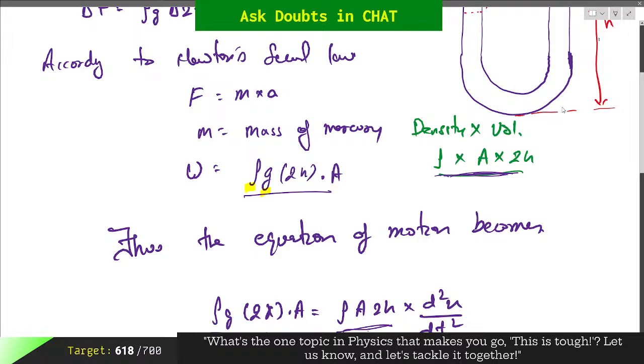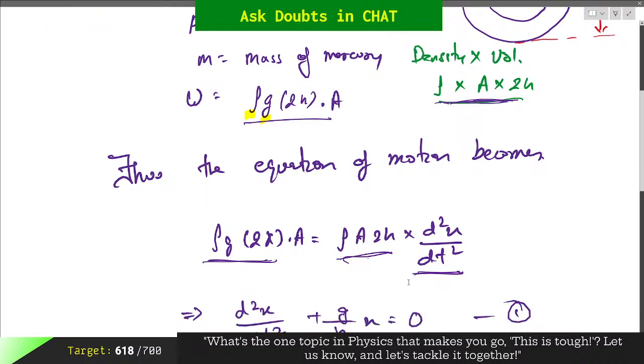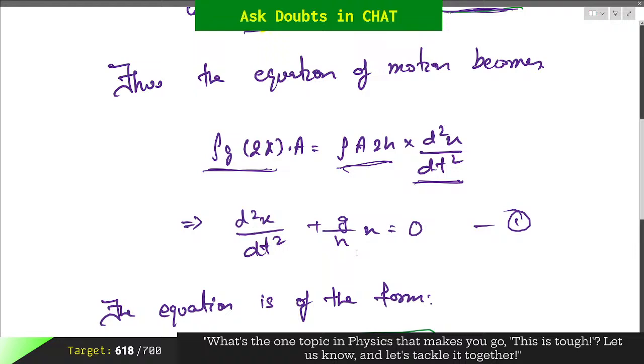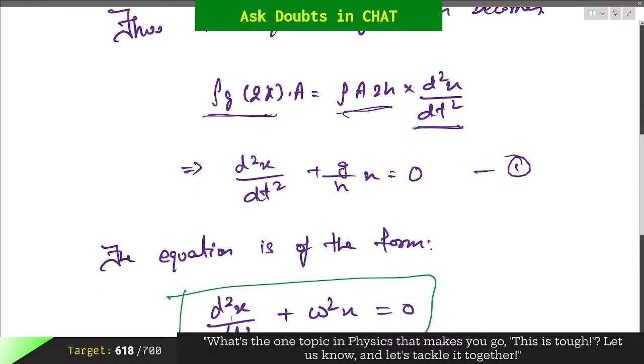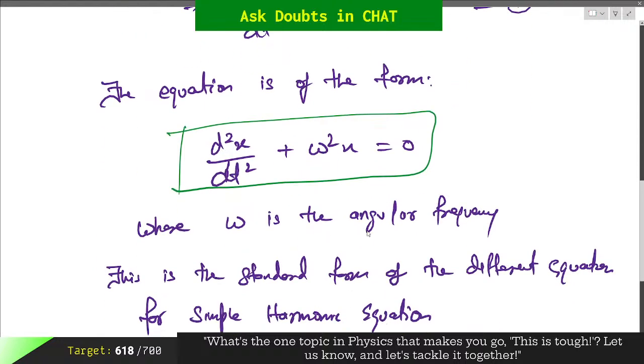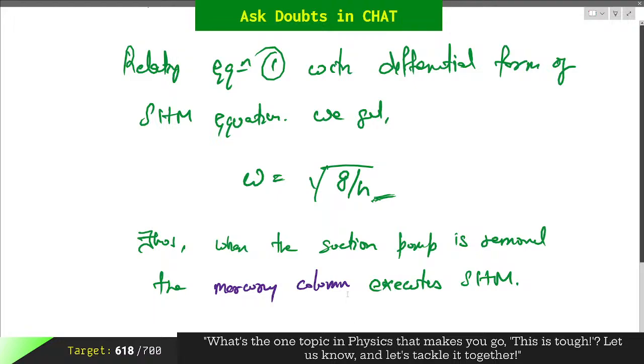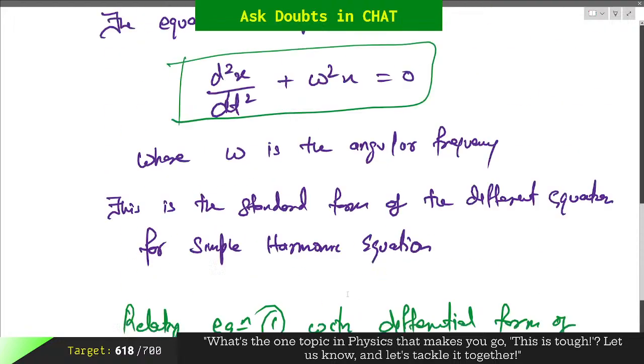Now finding the mass of the displaced fluid and equating it with the acceleration d2x by dt2, we can again relate it with the general equation of simple harmonic motion and write it as d2x by dt2 plus g by h times x equals 0. This equation is in the form d2x by dt2 plus omega square x equals 0, the standard form of the differential equation for simple harmonic motion, where omega, the angular frequency, equals root under g by h. So we can say that it is again executing simple harmonic motion.